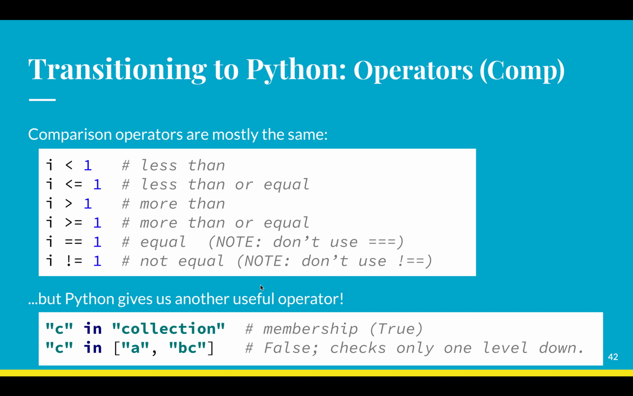The comparison operators are mostly the same. We have less than, the relational operators less than or equal to, greater than or equal to. Equals is 2 equal signs, and not equals is slightly different as well. Note these notes over here.